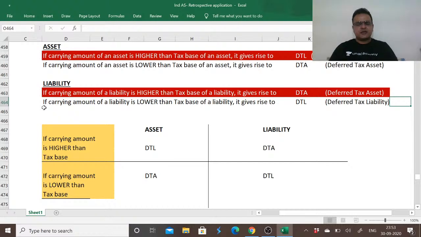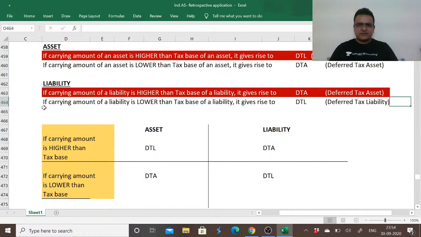In case of liability, if carrying amount of a liability is lower than tax base of liability, you can remember by simply remembering one line, and you know very clearly that we believe we are going to earn more in future. If we believe we are going to earn more in future, we will be liable to pay more taxes in future. We will not ignore this fact. We create a DTL. If you remember one principle, you can formulate the other three, but you can also formulate it through a chart.